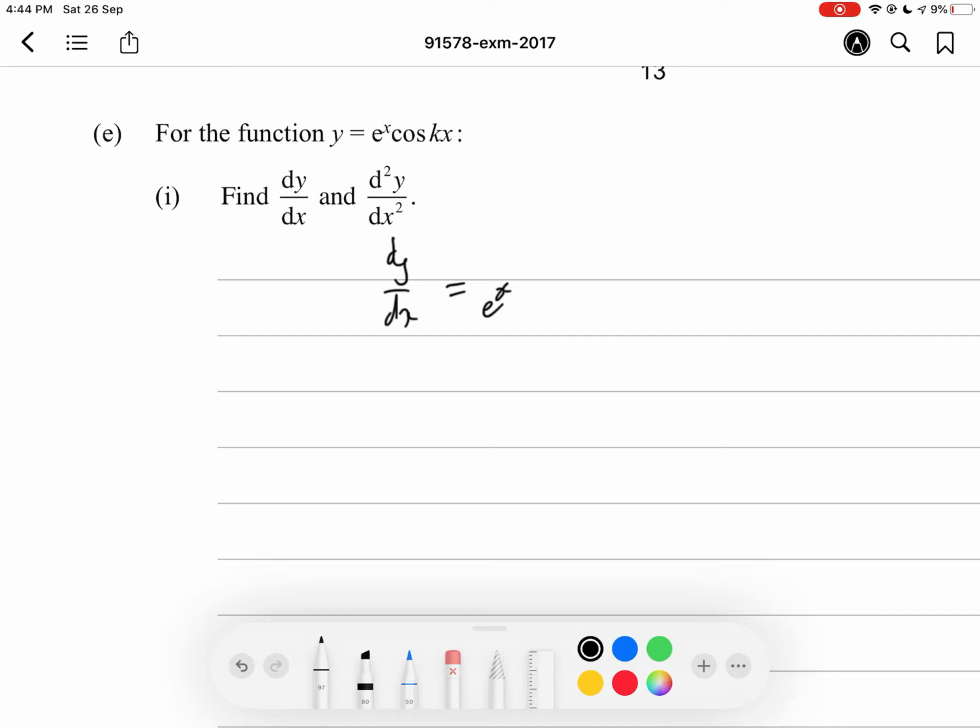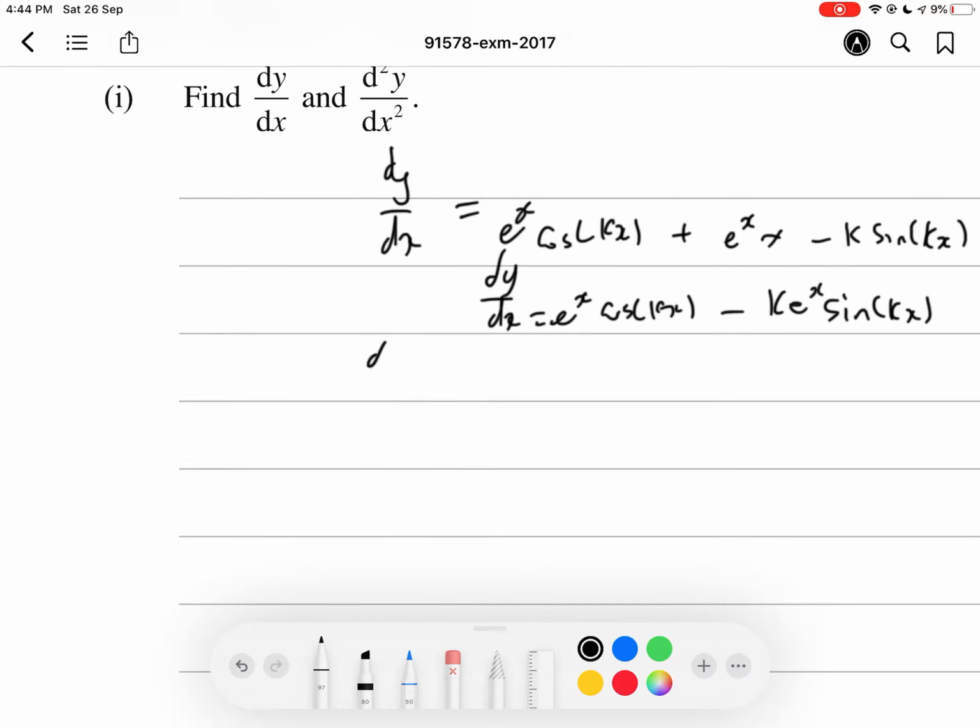So dy over dx equals e to the power of x cos kx plus the derivative of cos kx times e to the power of x. So plus e to the power of x multiplied by the derivative of cos kx, which in this case is negative k sine kx. Cos differentiates to negative sine, and we need to multiply by the derivative of the inner function. The derivative of kx is just k. Therefore dy over dx equals e to the power of x cos kx minus k e to the power of x sine kx.